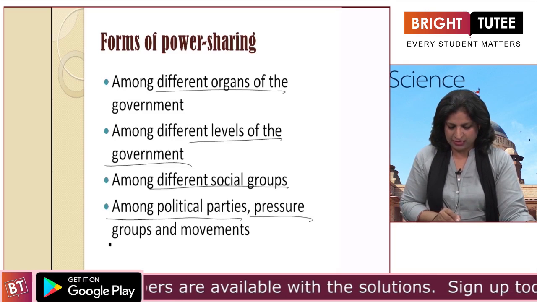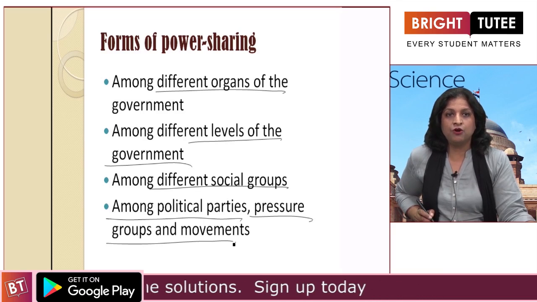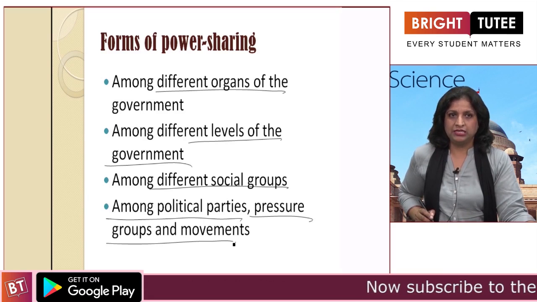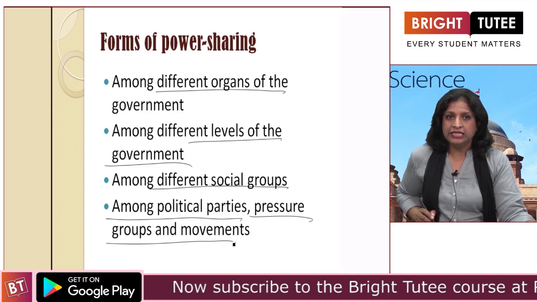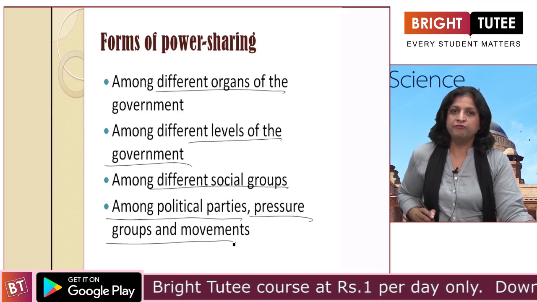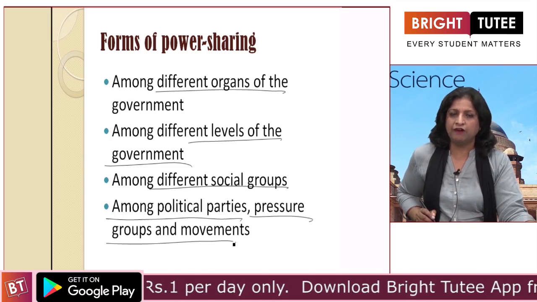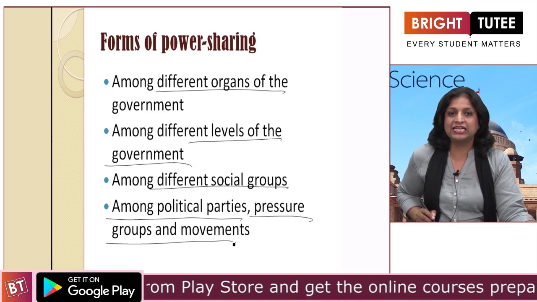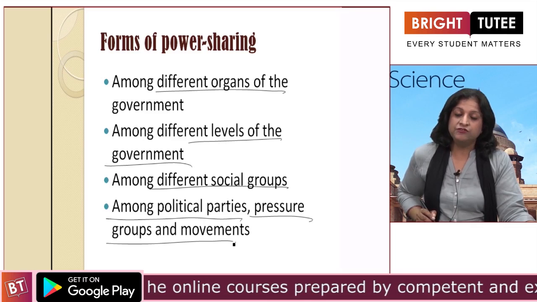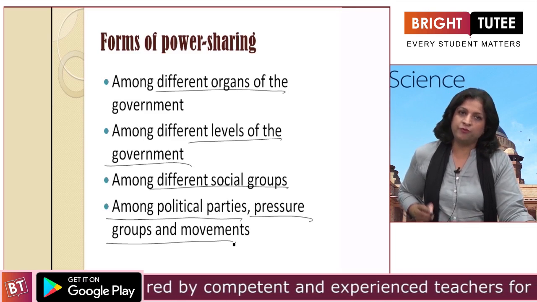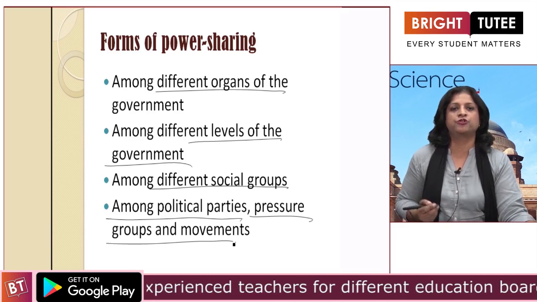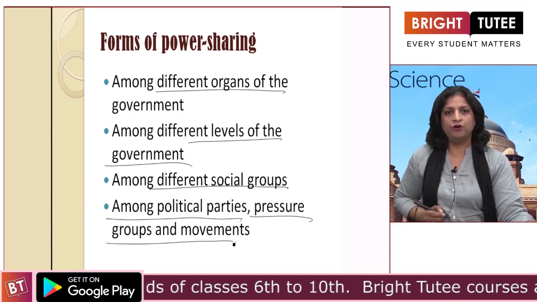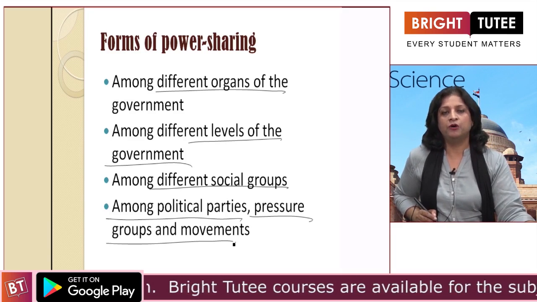And now the pressure groups and movements. Pressure groups, though they are not involved in government, they are part of the governmental meetings, the organizations being made by government, discussions being held by government. So they also pressurize the government to work for the different sections of society. The ultimate motive of political parties, the government and the pressure groups is to work for people's welfare. So these are the 4 different forms of power sharing.